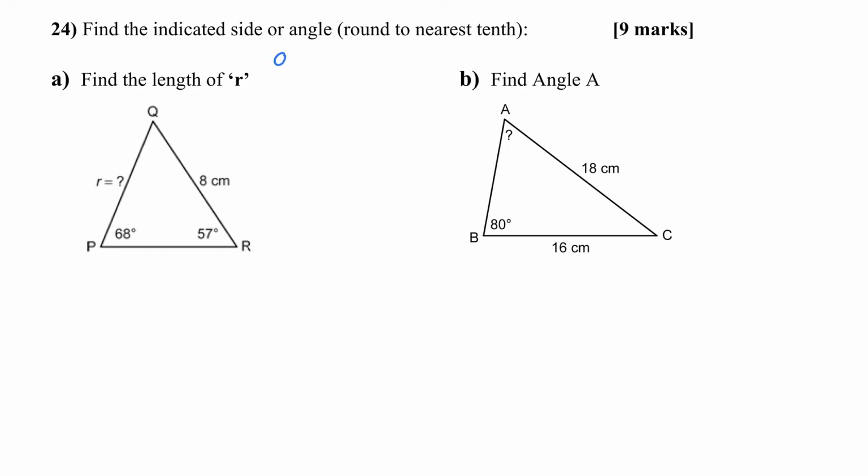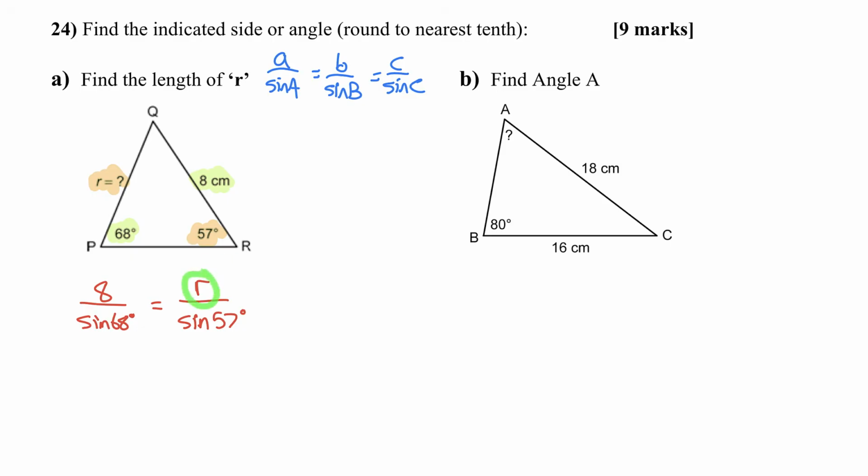As a reminder, sine law is A over sine A equals B over sine B, which equals C over sine C, which just means that if you take a side and divide it by sine of its opposite angle, the ratio is going to be the same for any side and opposite angle pair. So 8 divided by sine of 68 would be equal to R divided by sine of 57. I'll set up those ratios, and then I'll isolate R by multiplying both sides by sine 57. That would give me R equals 8 times sine 57 over sine 68. My calculator will give me an approximate value of 7.2 centimeters.